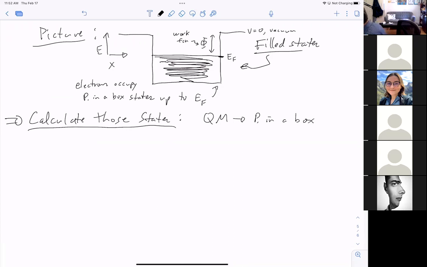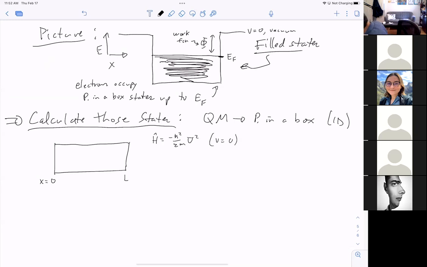And so what we're going to do then is we're going to have a box. And the box is going to be of length L. And let's do it in 1D first, and then we'll do 3D later. So this is X equals 0, X equals L. And so we have the Schrodinger equation, the Hamiltonian is just kinetic energy, negative h bar squared over 2m del squared, because there's no potential, because it's free. The electrons are free to move around. They don't hit anything. So it's just kinetic energy in the Hamiltonian.